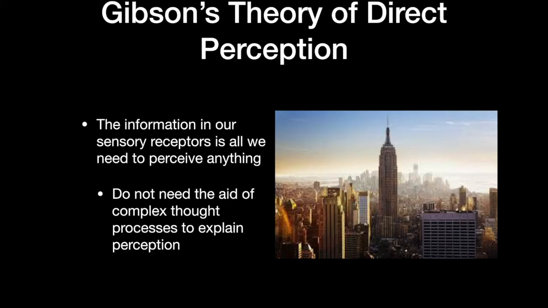If you look at this picture on the slide, we use texture gradients as cues for depth and distance, which allows us to perceive directly the relative proximity or distance of objects.